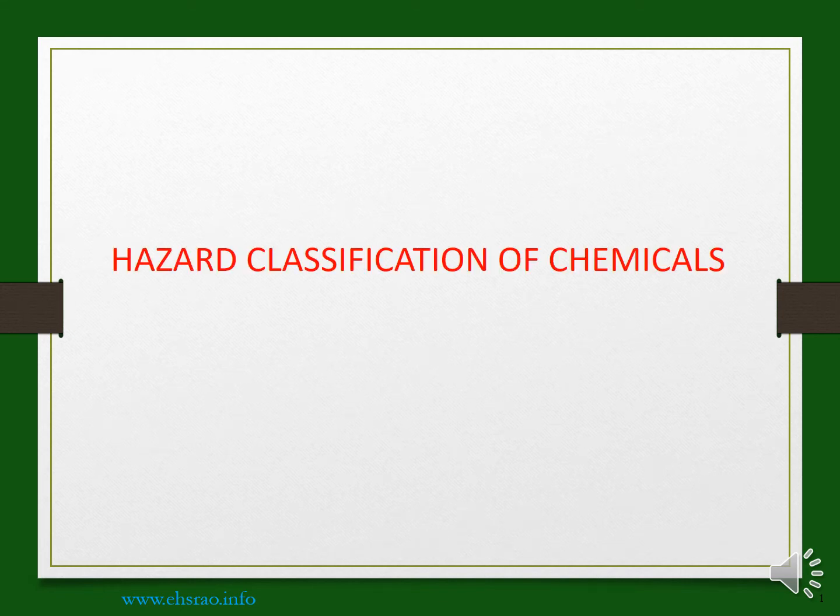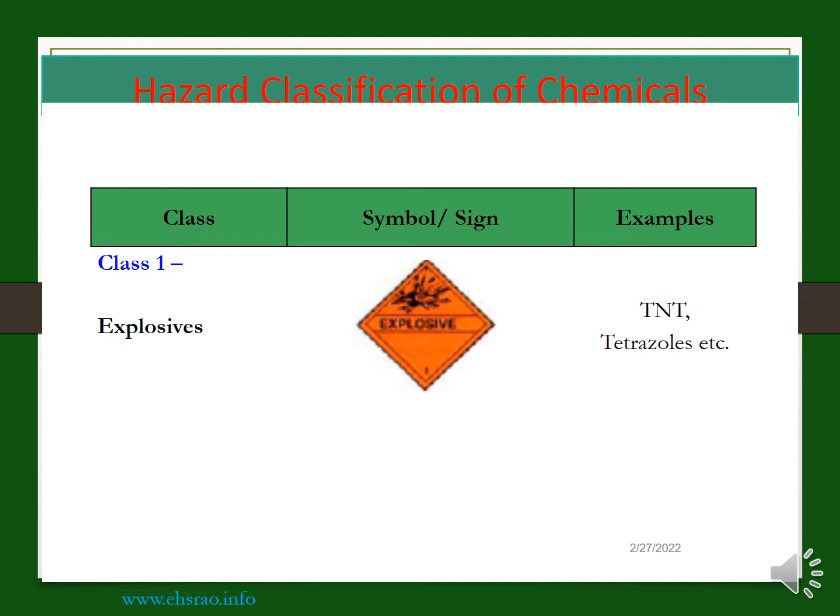In this video, we will learn about the hazard classification of chemicals. Class 1: explosive chemicals. For example, trinitrotoluene and tetrazoles come under class 1. The symbol is an orange diamond with this picture, followed by the rating 1.